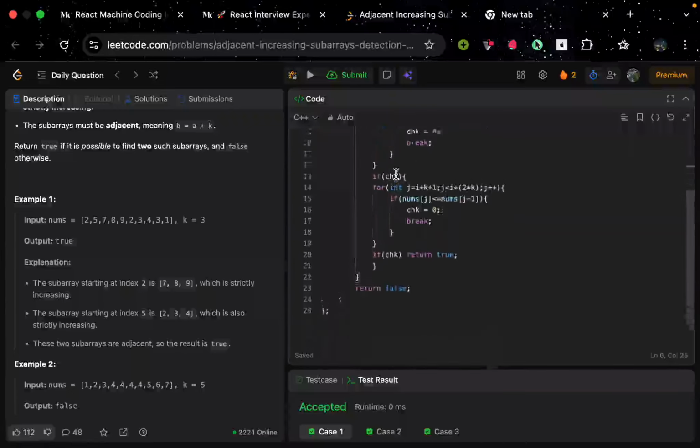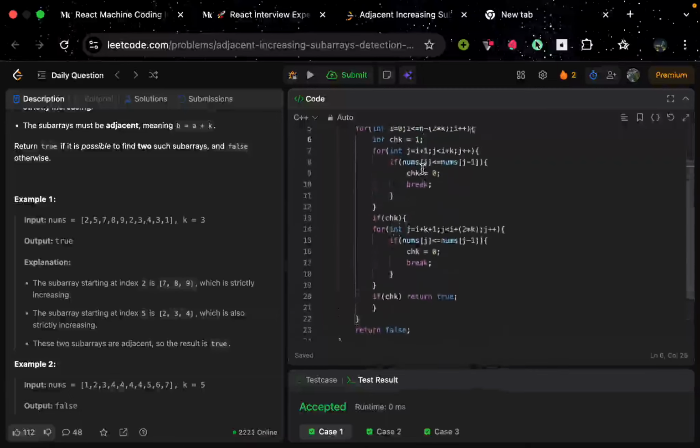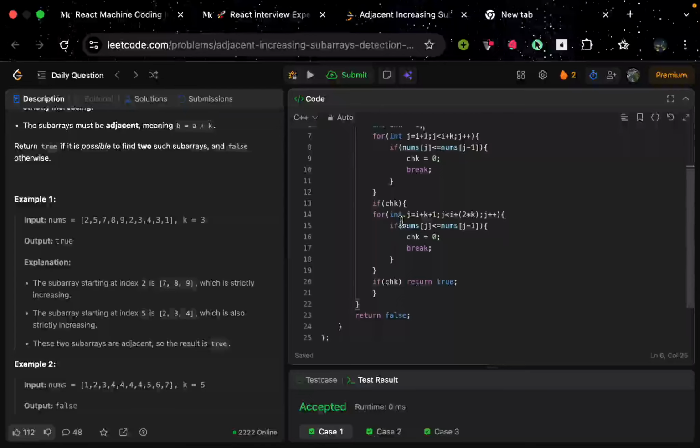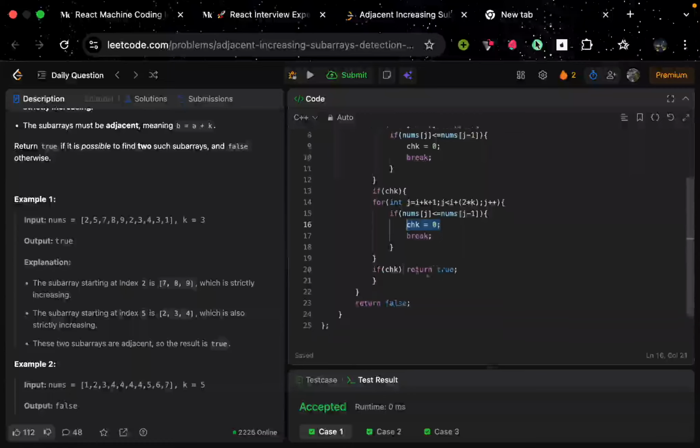If the check variable is 1, which means I have found one valid subarray, then I traverse from the next position after the current subarray till the k-th length. Here I do the same as above, and if at any point the previous element is greater than the current element, then I mark my variable as 0. If the check variable is 1, then I have found my subarrays, so I return true, otherwise false.